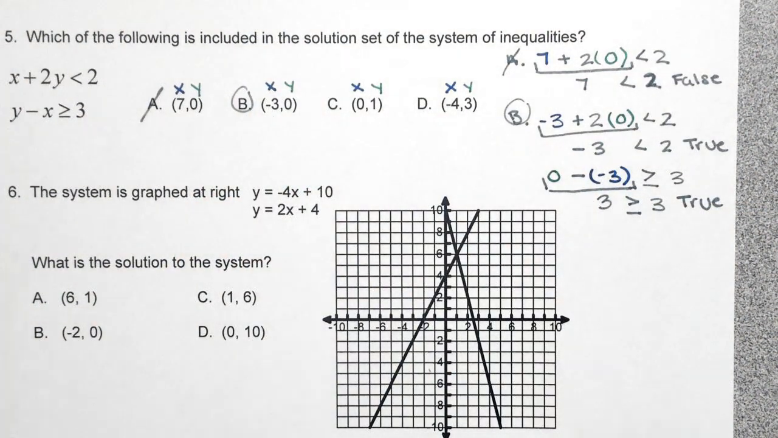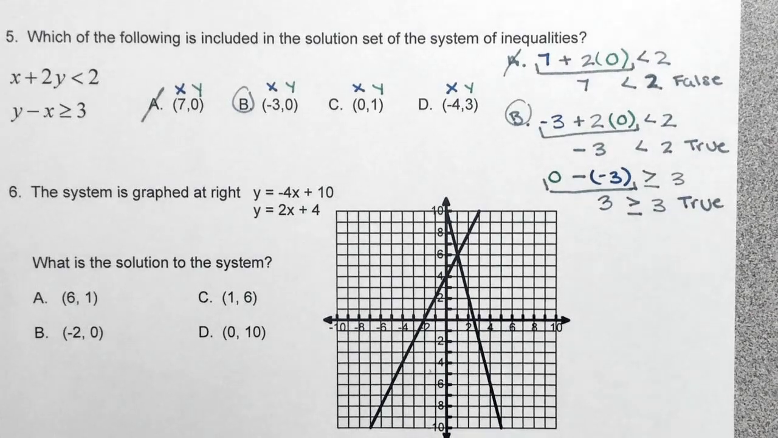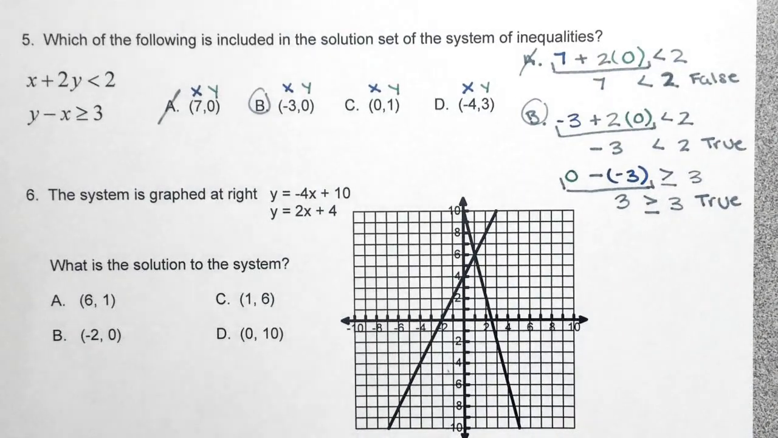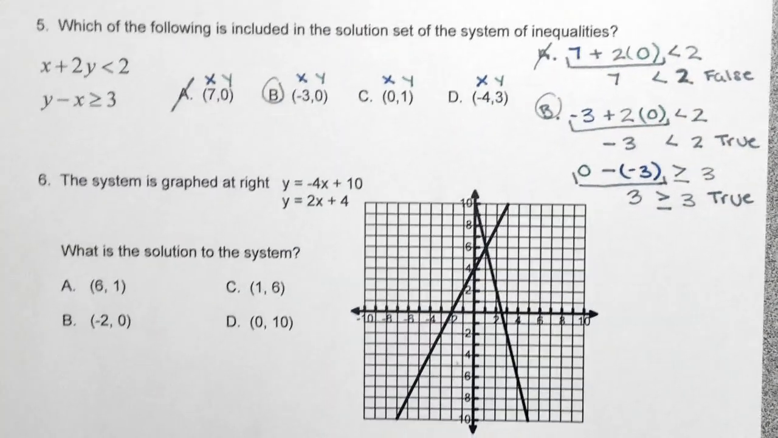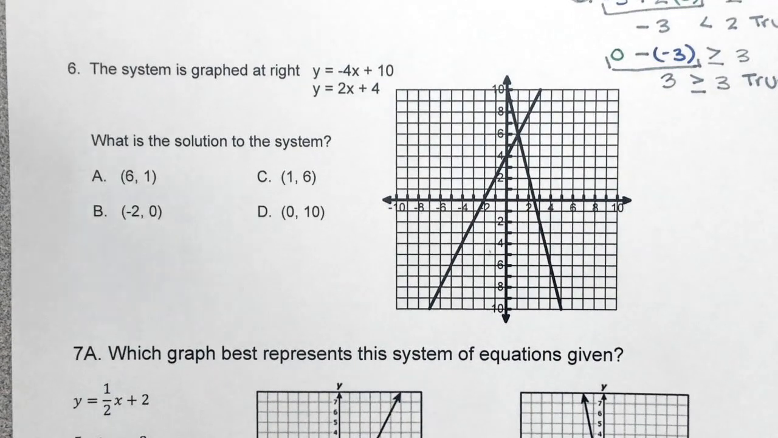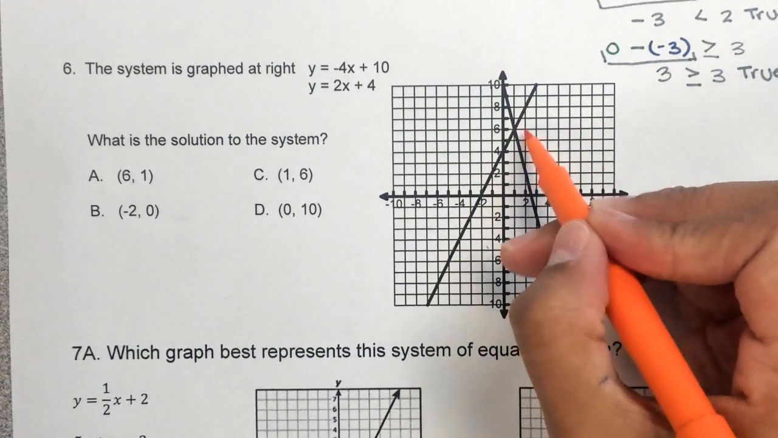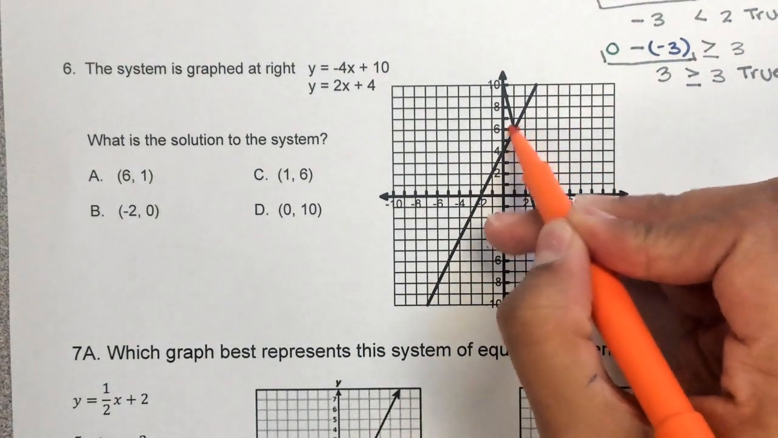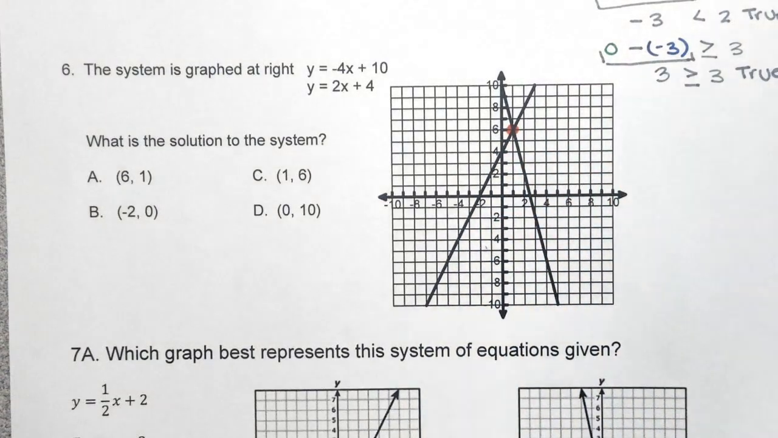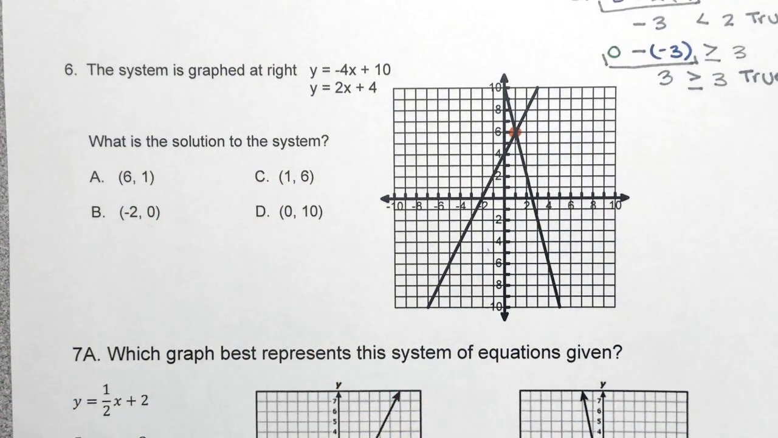Number 6 says the system is graphed at right. What is the solution to the system? So remember from your notes, your solution is where they cross. So I'm just going to put a point at where the two lines cross, and now I have to identify where that point is.